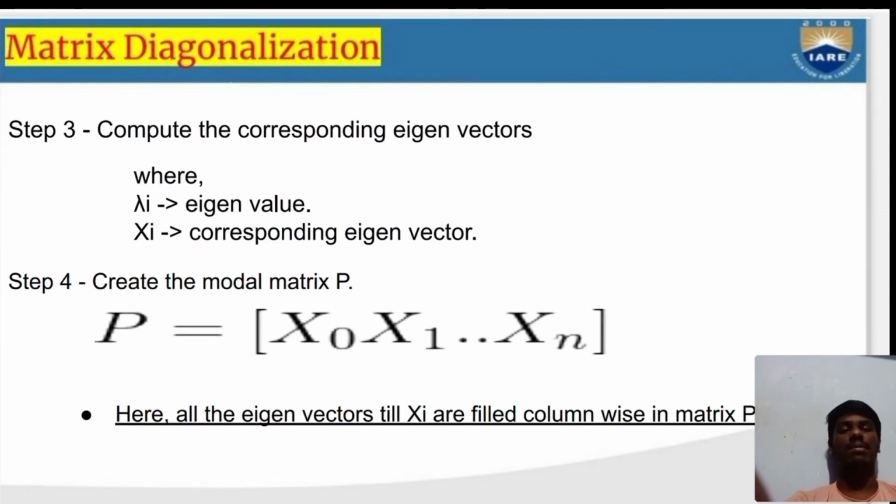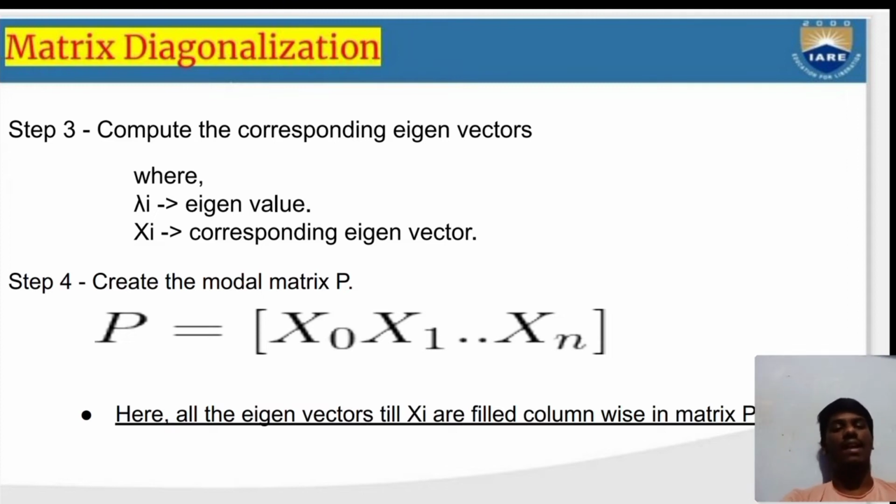Okay, we will discuss step 3. In diagonalization of a matrix, step 3 comes here. Compute the corresponding eigenvectors, where lambda i is the eigenvalue and xi is the corresponding eigenvector. Step 4, create the model matrix P. Now in step 4, we have to create a model matrix where we have x0, x1 and xn. Before, we got the eigenvalues. By using those eigenvalues, we should find out the eigenvectors too.